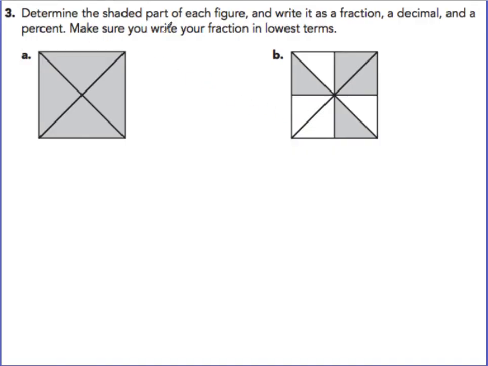Determine the shaded part of each figure and write it as a fraction, a decimal, and a percent. All right, so shaded part of this figure, 4 out of 4. It says write our fractions in lowest terms. Lowest terms, that would be 1. As a decimal, well, it's just 1. As a percent, 100%.